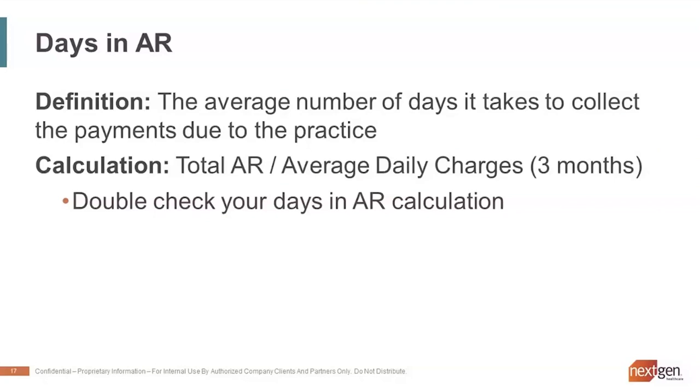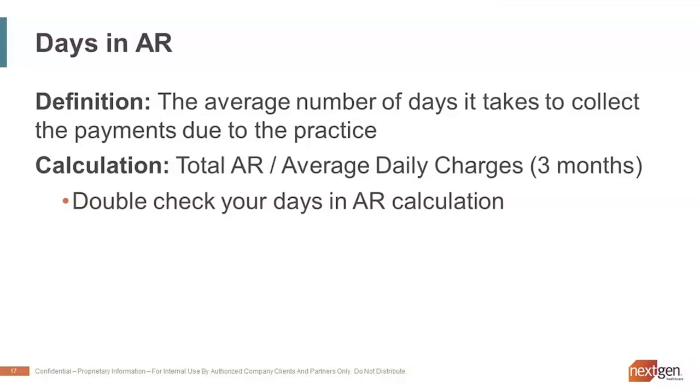So in order to calculate that, for one snapshot in time, we're looking at your total AR, and we're going to divide that by the average daily charges for 3 months. So more often than not, when you're looking at days in AR, you're looking at days in AR for the previous 3 months. It's a little bit less common to look at days in AR midway through the month, but you can do it if you want.